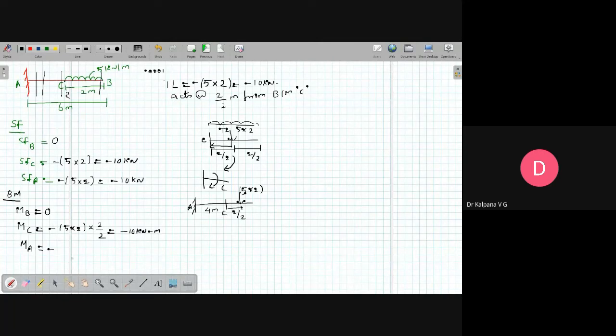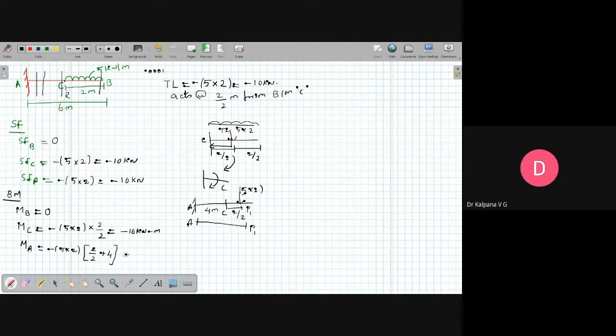Total load, 5 × 2, into the distance is the moment about A. So force into the distance between A and where the total load is acting. That is, if you consider it as P1, the distance between A and P1, which is 2/2 plus 4 meters.